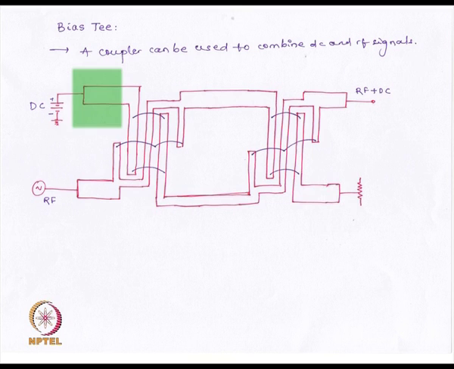But this is the isolated port with respect to this port, so no component of this RF signal will appear here. And since this is the coupled port, a component of the input RF signal will appear at this port. So, both the DC and RF will appear at this point, and so we can combine the two. In summary, a coupler is a very widely used microwave device.